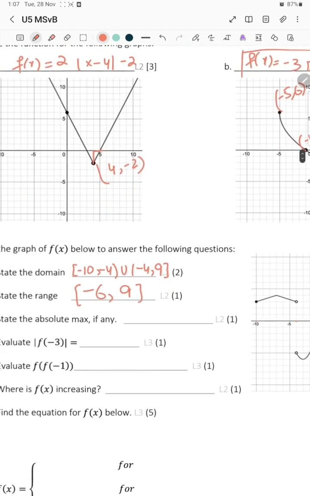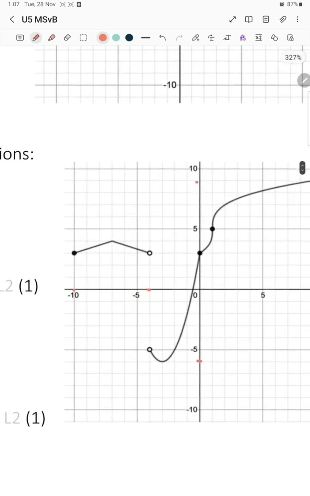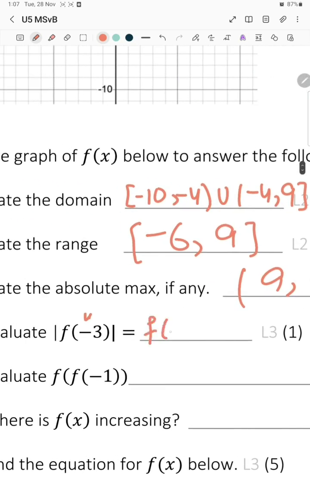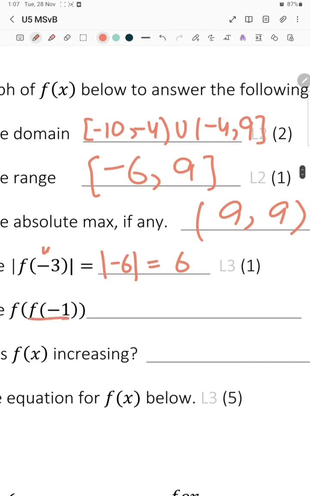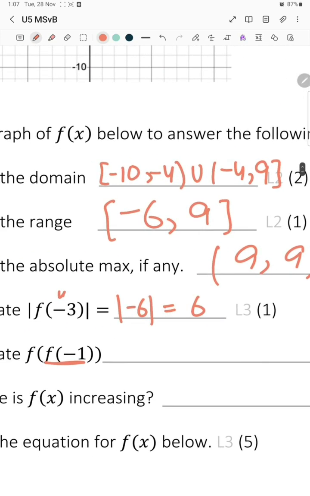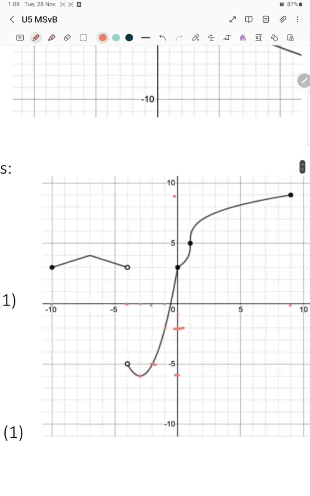Absolute maximum at 9, 9. F of minus 3. Minus 3 is x. Minus 6. The value is minus 6. f of minus 1, so x minus 1 will be there. So value would be 1 2 minus 2. x minus 2 will be there. The value would be minus 5.